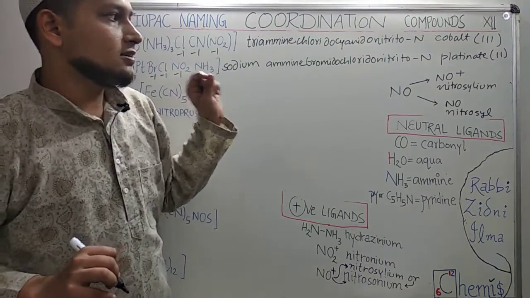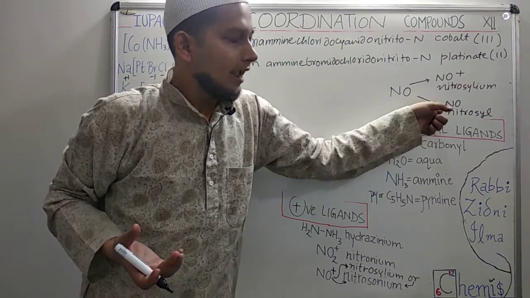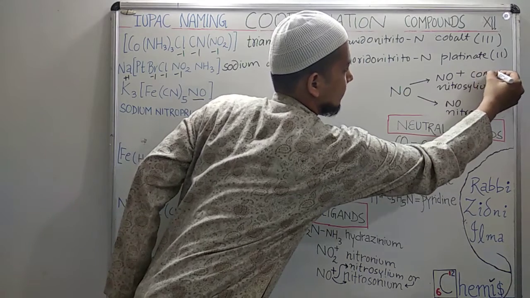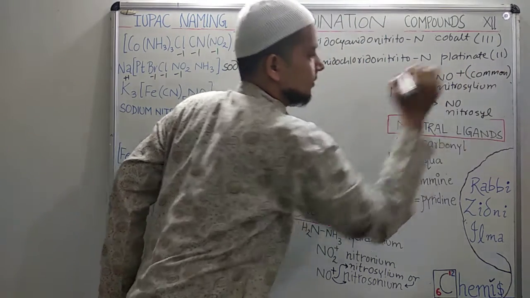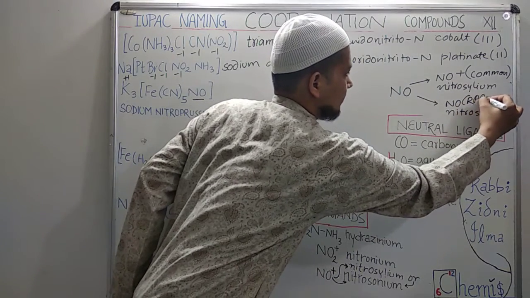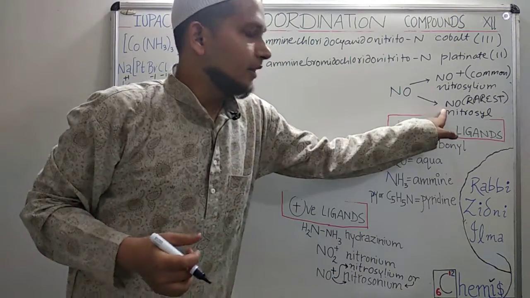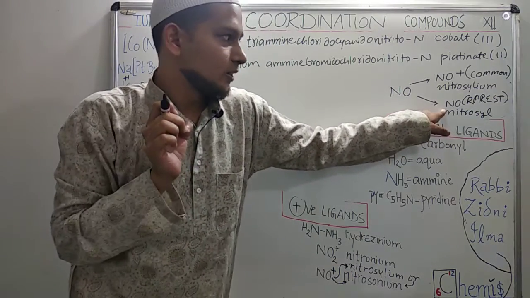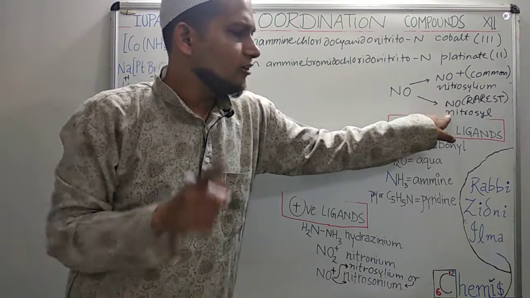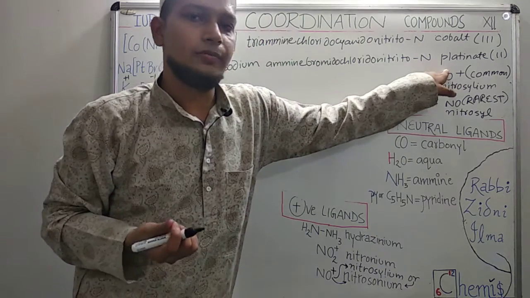Now the problem is when to put NO plus and where to put NO, only NO. So NO plus is the common one. NO neutral is rare, not rare, it is rarest. You hardly find 1 or 2 examples of NO being neutral, but there are examples. In most of the cases, NO is in the form of plus charge. I will tell you only one case in which NO is neutral. In most of the cases, NO plus will be present.